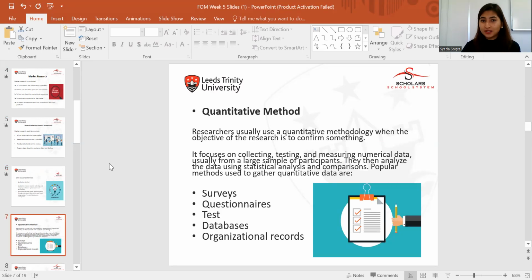Next is the quantitative method. Quantitative methodology is used when the objective of the research is to confirm something. It focuses on collecting, testing, and measuring numerical data, usually from a large sample of participants. Then they analyze the data, using statistical analysis and comparisons. Popular methods used to gather quantitative data are surveys, questionnaires, tests, databases, and organizational records.